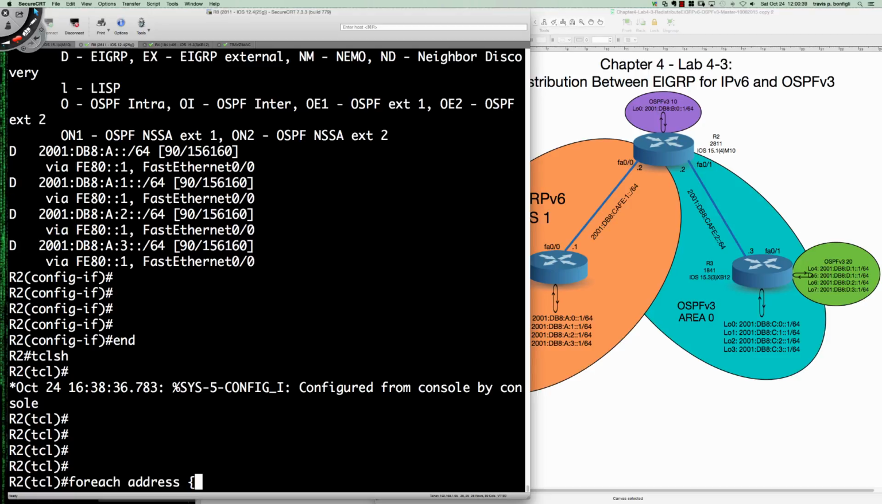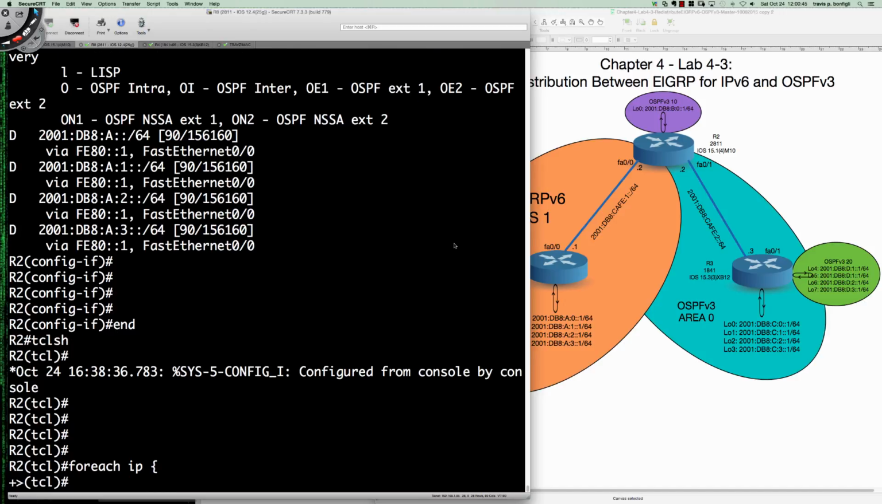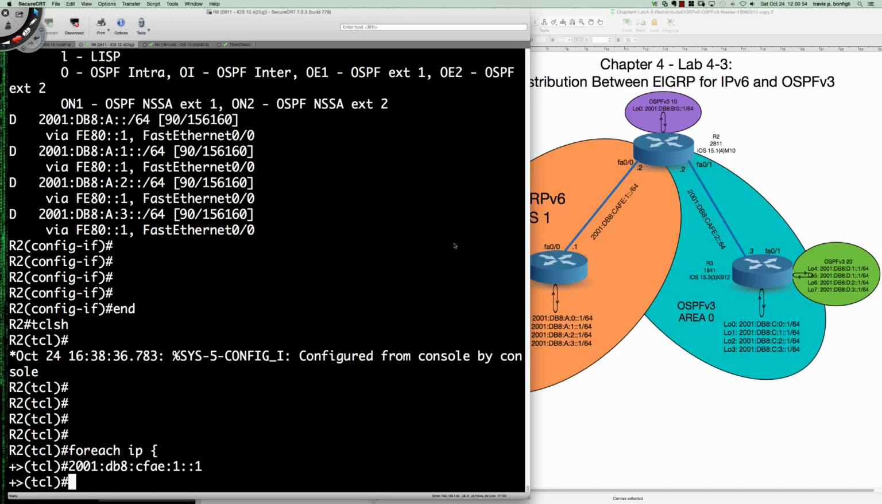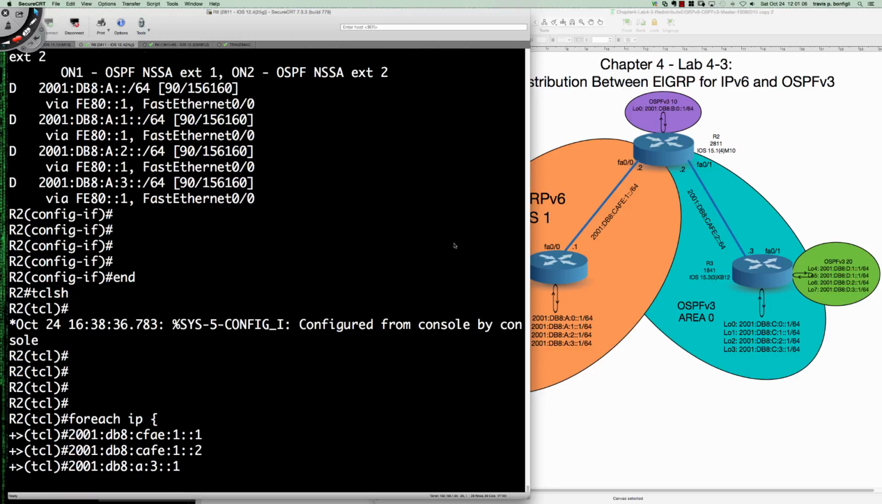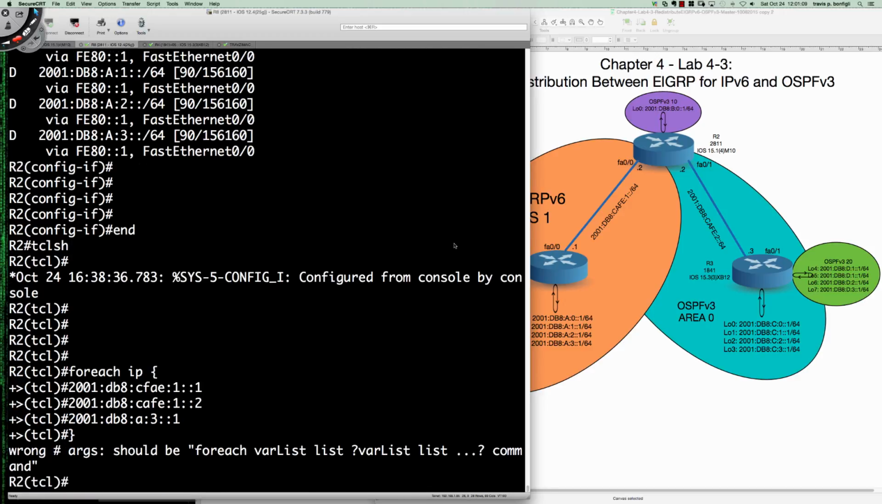And address is my variable name, by the way. So I could say for each IP. Actually, I could change that and just say for each IP, and we'll say 2001:DB8:CAFE:1::1. I won't put them all in, I'll put a few of them in here. So let's say 2001:DB8:CAFE:1::2, and then 2001:DB8:A:3::1, and we'll leave it at that. So then I would close out my statement there.